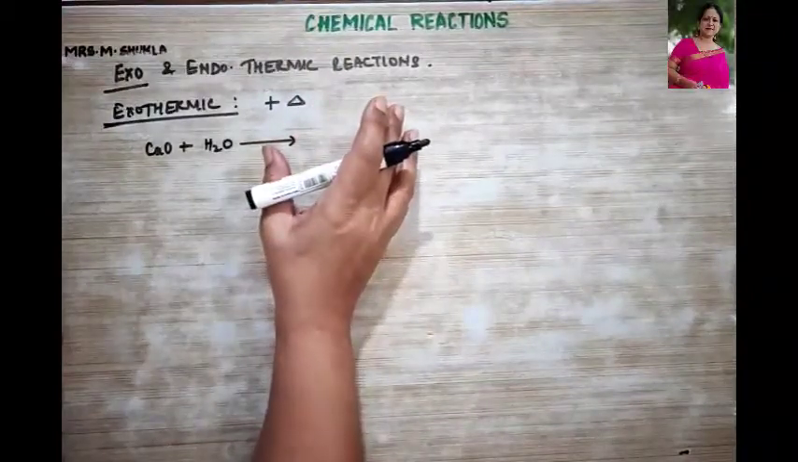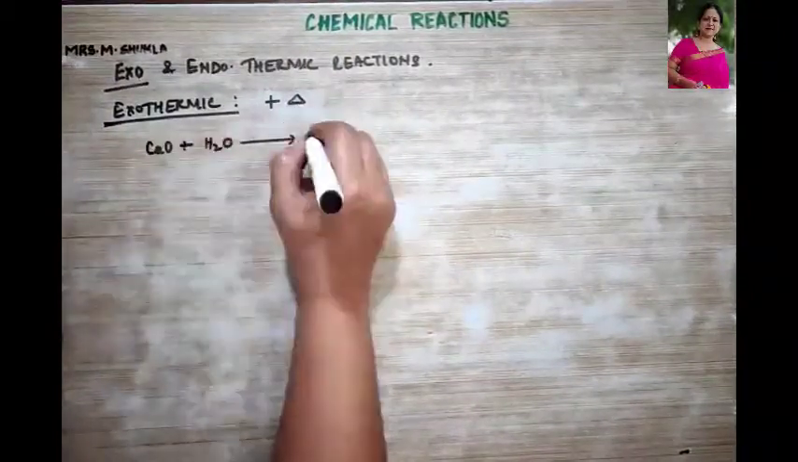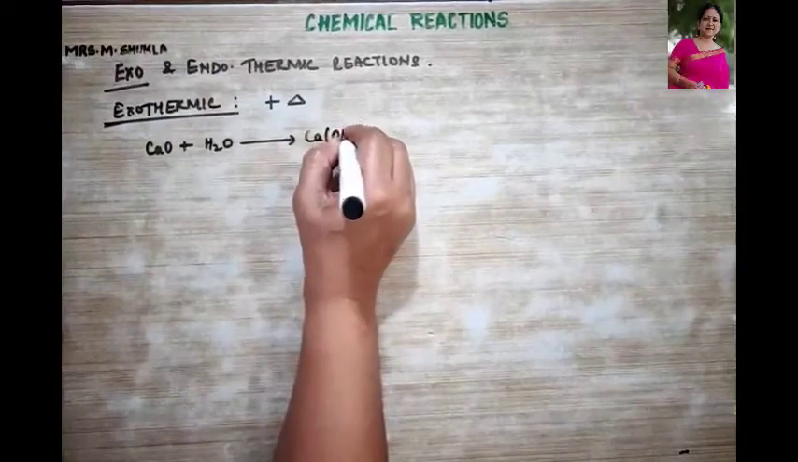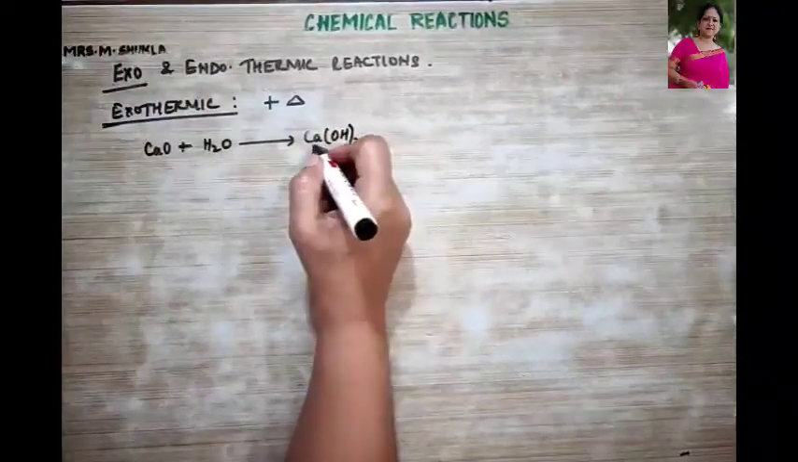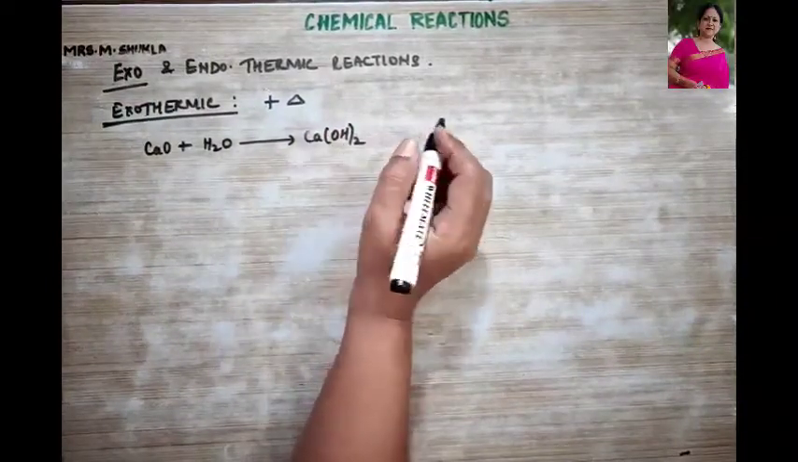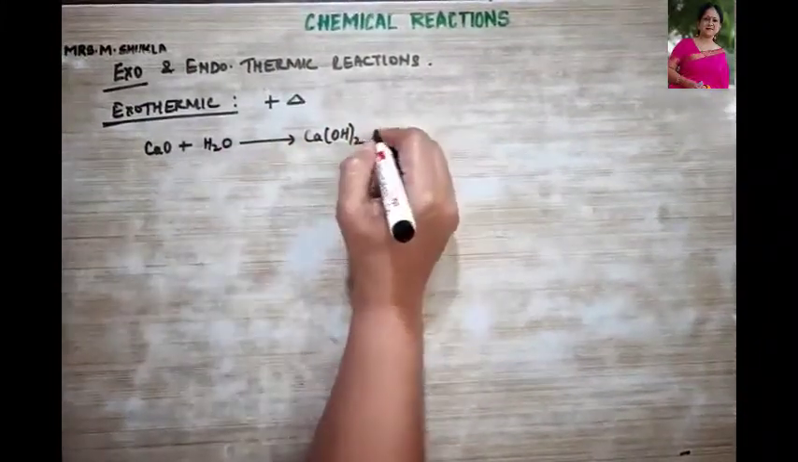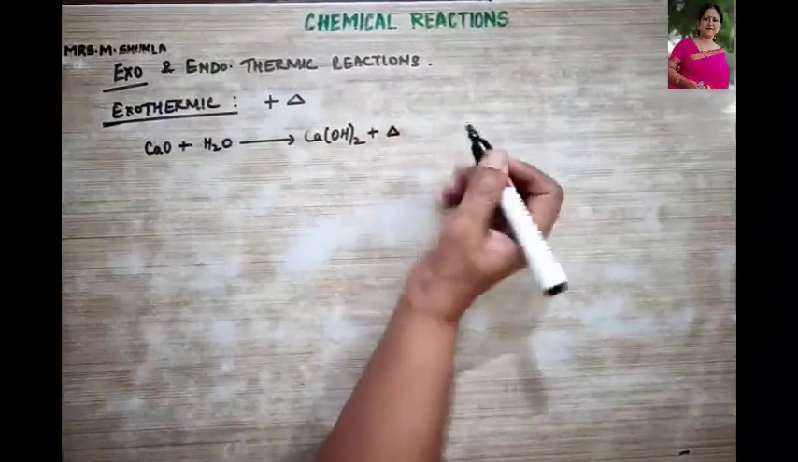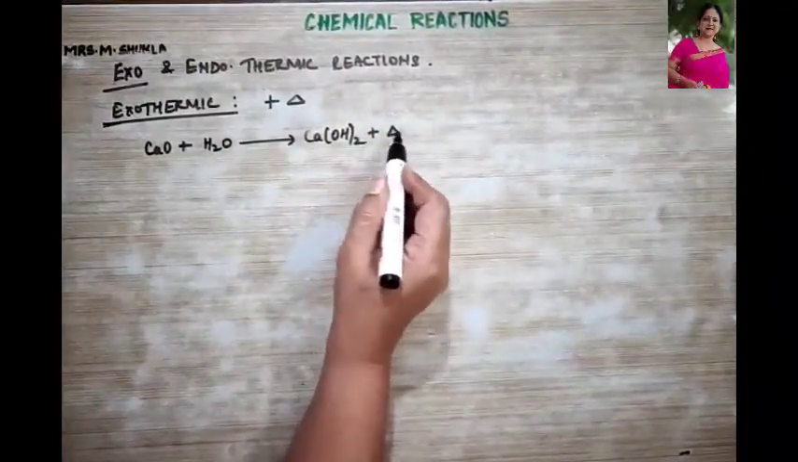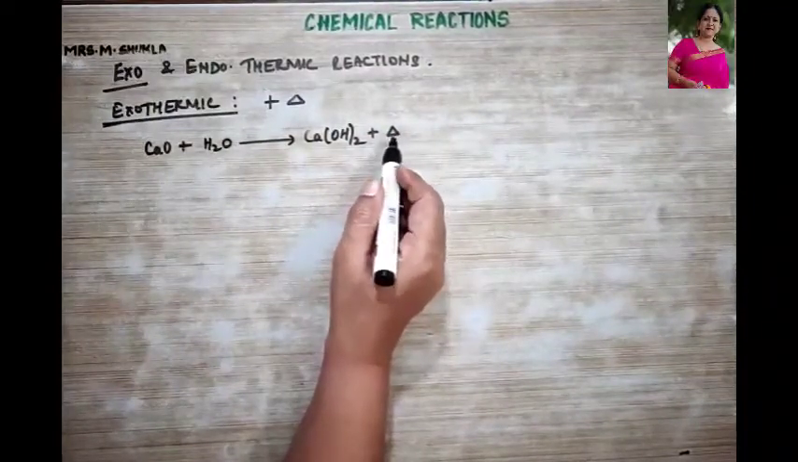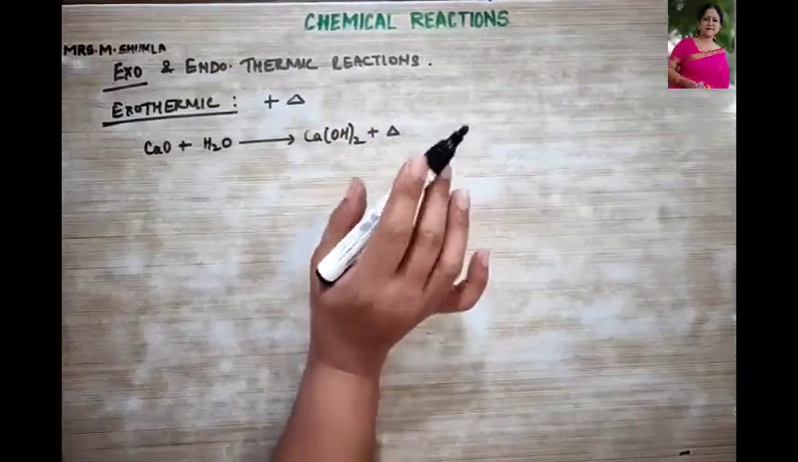Hissing sound is produced, and it forms calcium hydroxide. So how am I going to write over here to show exothermic reaction? I'll write here plus delta. So when you see plus delta or plus triangle sign, it is always an exothermic reaction.